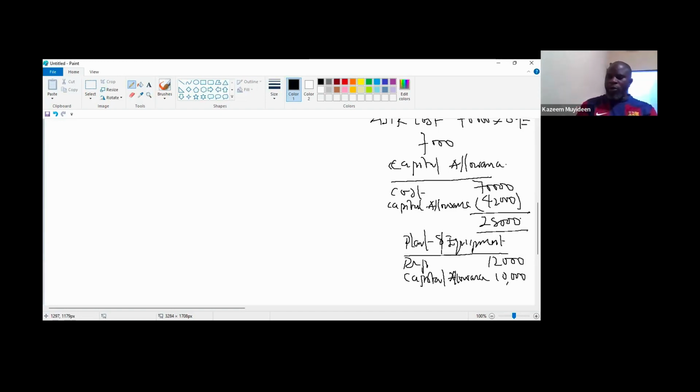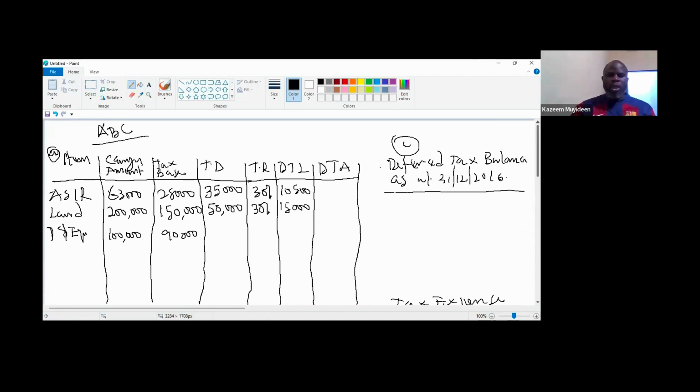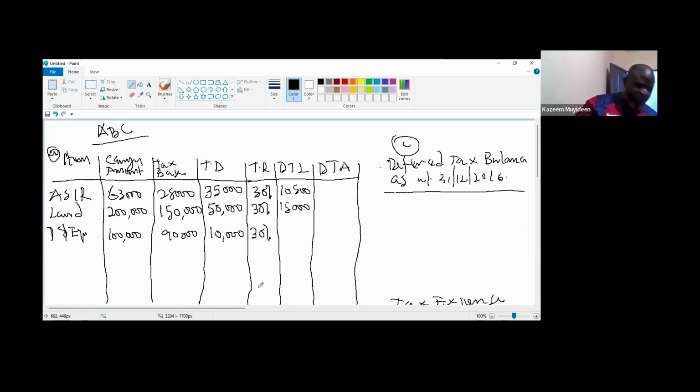So I'll go back and get my temporary difference. The temporary difference is 10,000. Tax rate is 30%. Is it a deferred tax liability or deferred tax asset? It's a liability. 30% of 10,000 is 3,000. I'll move to the next one.